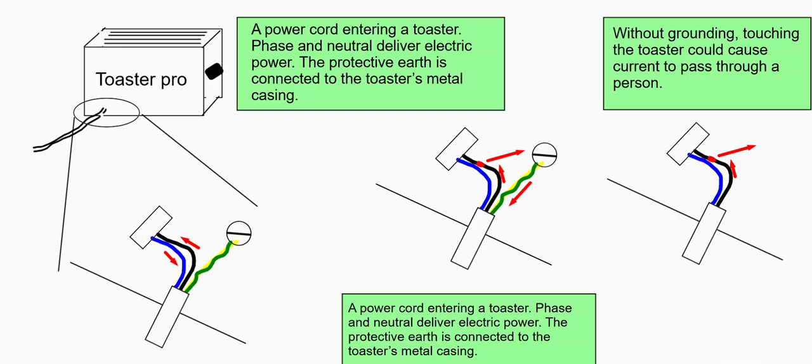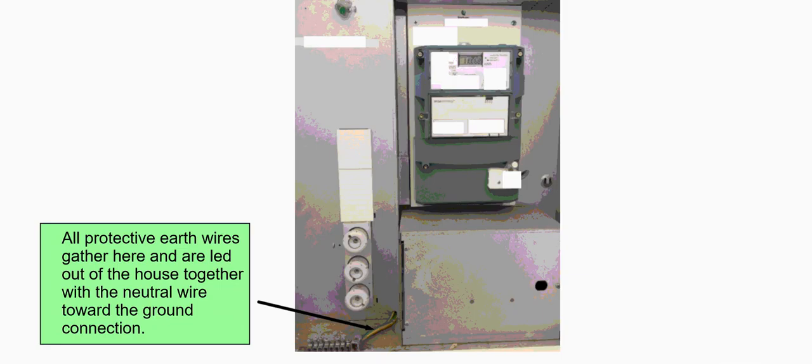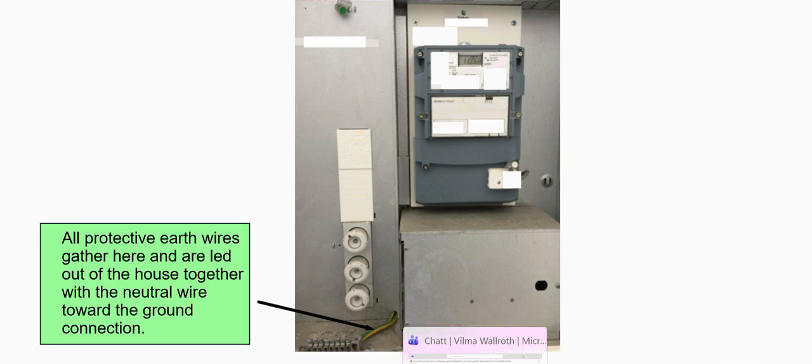Additionally, modern homes have a residual current device, an RCD, which detects that electricity is leaking out of the system and cuts the power in a split second to save your life. And finally, all protective earth wires gather here, and they are led out of the house together with the neutral wire, and they go toward the ground connection.